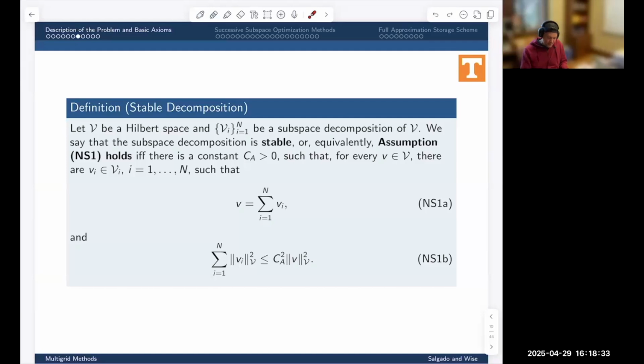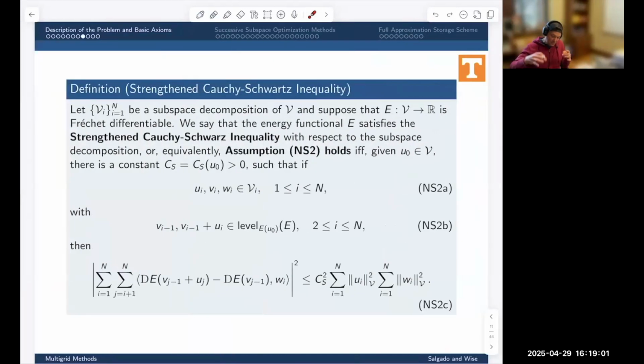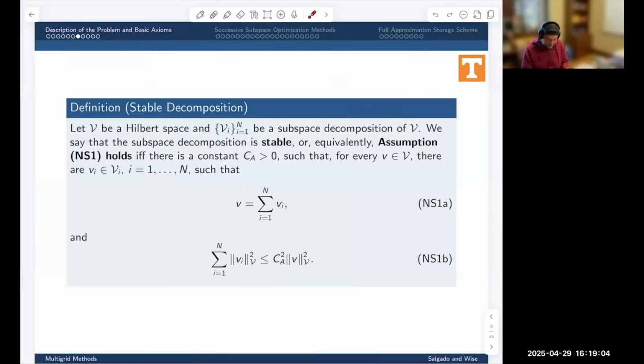Okay, so for a stable decomposition, there has to exist a constant such that for every v, there exist decomposition vectors such that this stability statement holds. You can imagine there could be a subspace decomposition where this doesn't quite work. We want to talk about when that happens, but we're mostly interested in the case when it's stable and nice things happen. We'll see where this gets used whenever we're proving theorems about the convergence of algorithms.